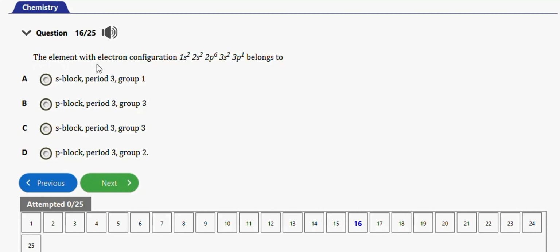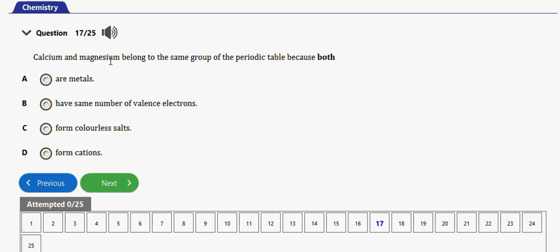It says the element with electron configuration belongs to, so this is, let's check, we have 10, 12. This is aluminium. So aluminium is in block P. P block is in period 3 and is also in group 3. So the right option is option B. P block, period 3 and group 3. So that's it, option B. Next question will be this one.